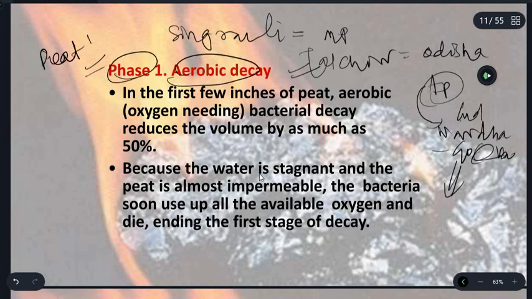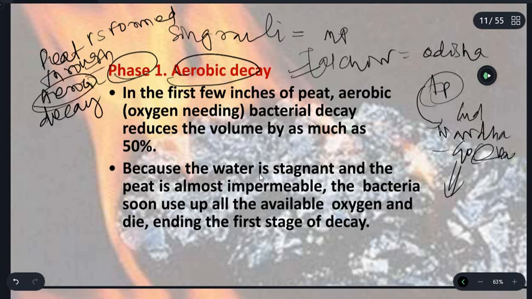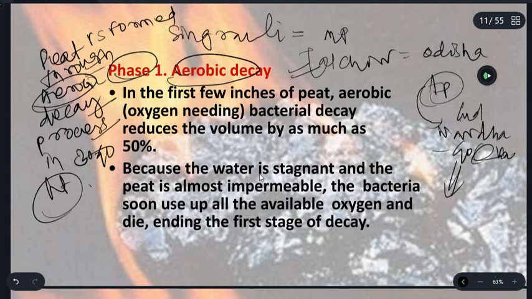In phase 1, the peat is formed. Peat is formed through aerobic decay, okay, through the aerobic decay process. What do you mean by aerobic? Aerobic क्या है? So oxygen. Exactly, right? Decay process in 30 to 40 feet. ठीक है? Within this step, the aerobic process is happening through which the peat is formed.